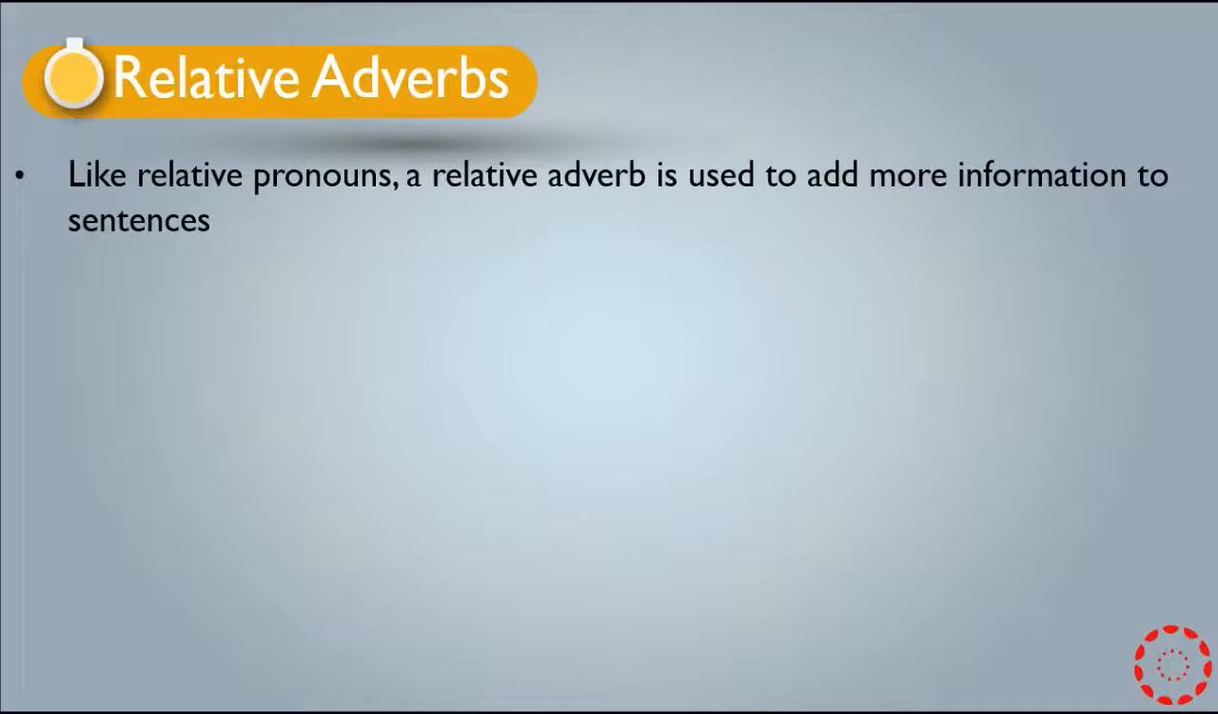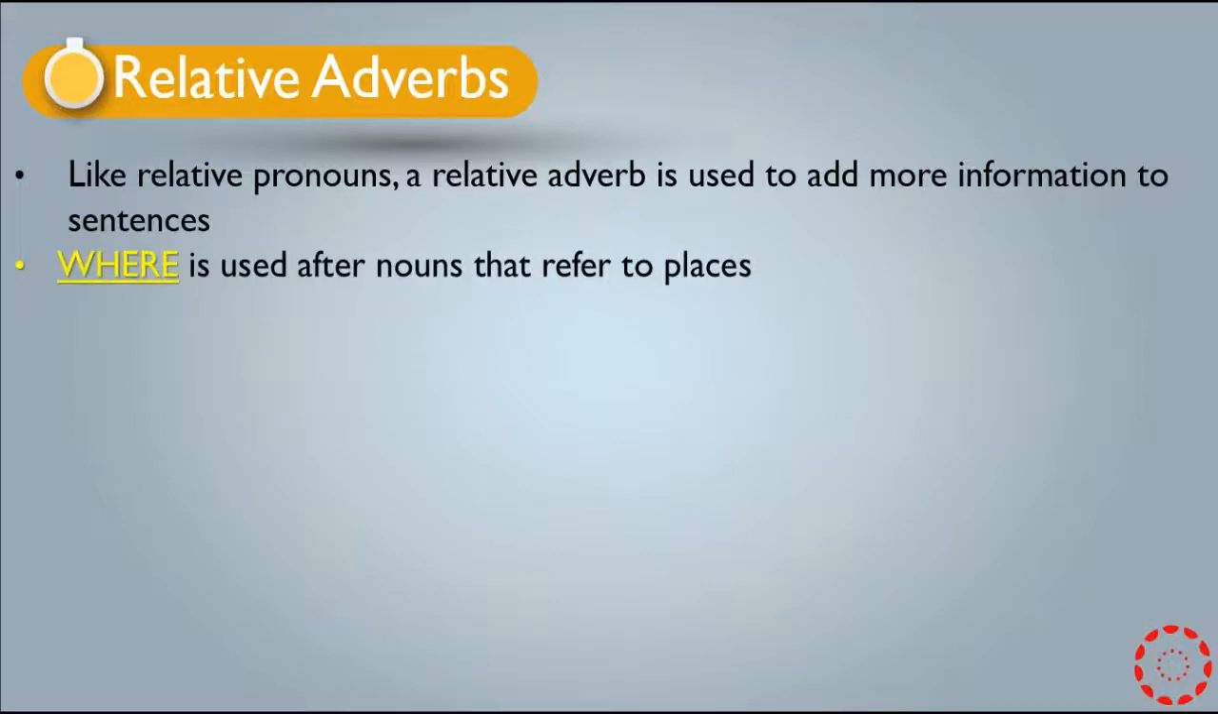Like relative pronouns, relative adverbs are used to add more information to the sentence. As I said, we have where, which is used after nouns that refer to places. So be careful here: where is used to refer to places, not people.